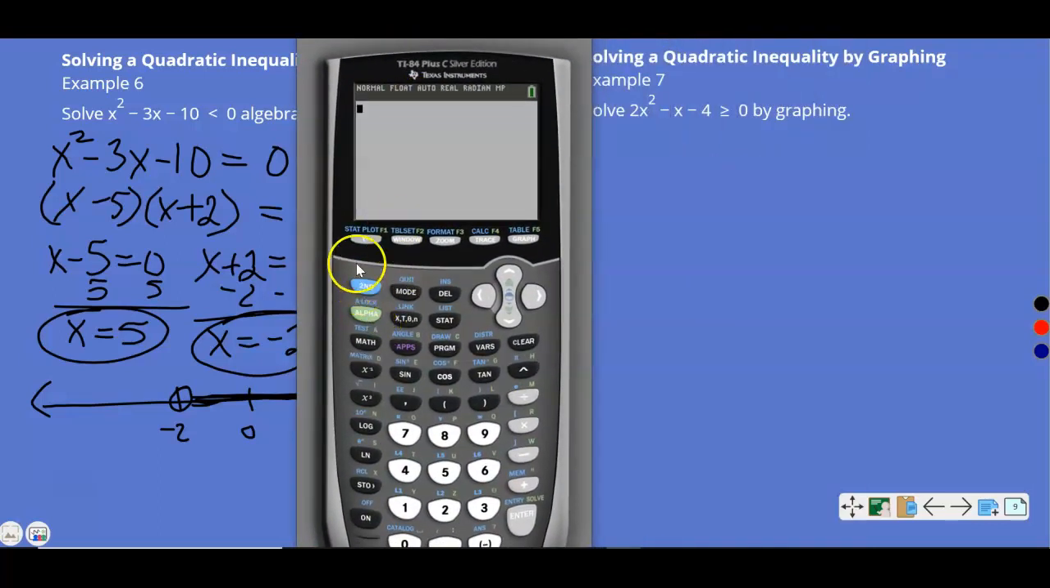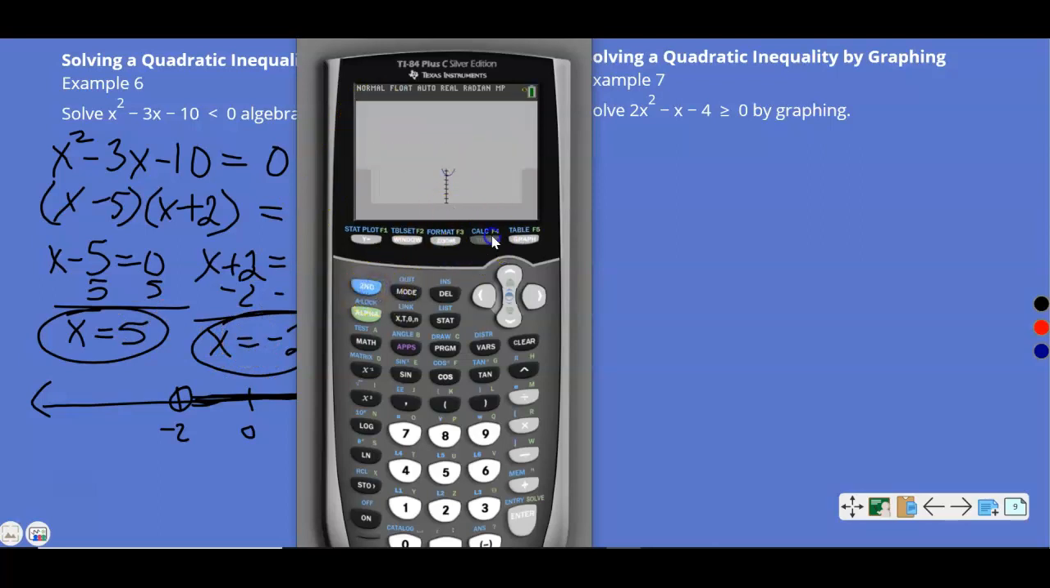All right, so first thing I'm going to do is go to y equals. I'm going to type in 2x squared minus x minus 4 and hit graph. So what we're going to do is find the zeros, same as we did on example 6. This time we're just doing it using our calculator.